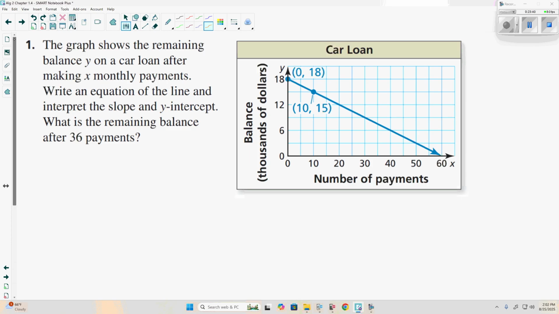We're going to look at this here. The graph shows the remaining balance y on a car loan after making x monthly payments. Write an equation of a line. So that's the first thing. One of the things we're going to need to do is write an equation of a line. We're also going to have to interpret the slope and the y-intercept. And then it asks us to find what is the remaining balance after 36 payments. So after we make 36 payments, how much is left?